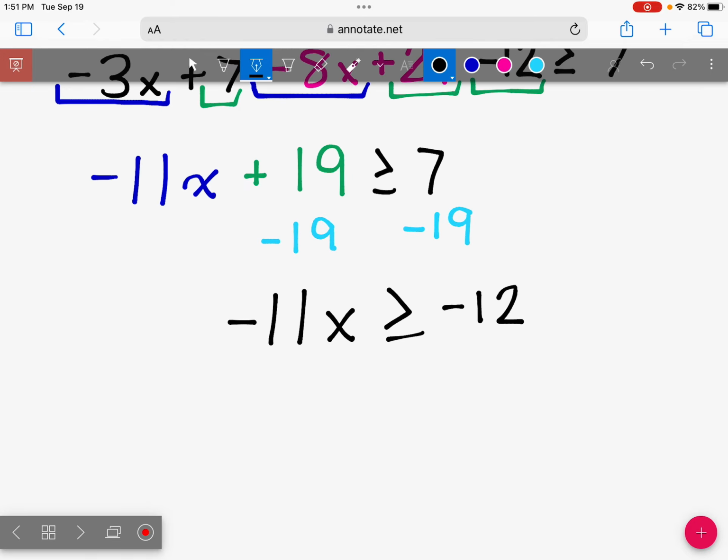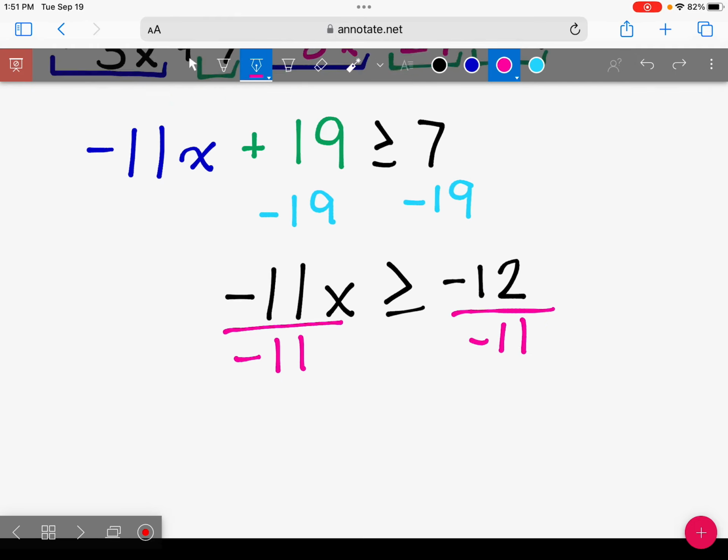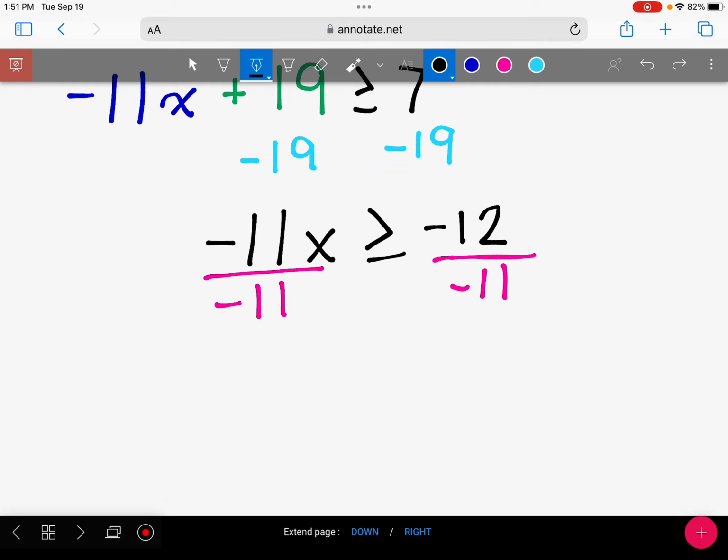Then what do we do? Divide by what? Negative 11. What happens? What do we need to remember when we divide? Sign's gonna flip. Because we divided by a negative number, this sign has to flip. When you multiply or divide by a negative number, your inequality sign flips. And we have negative 12 over negative 11, which simplifies down as 12 over 11.